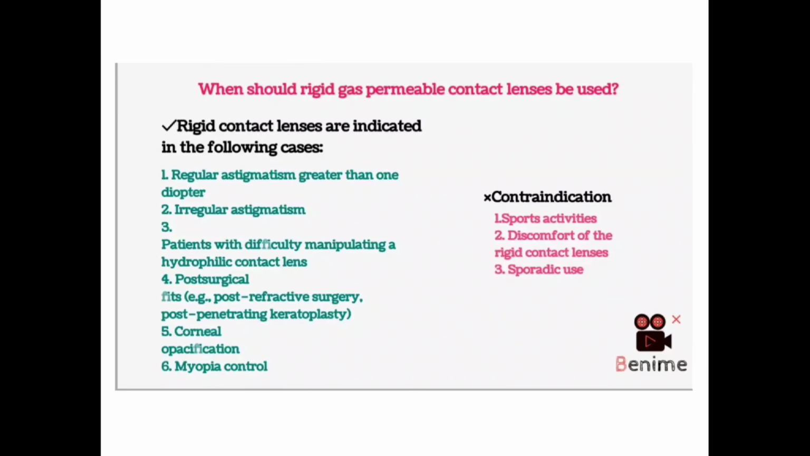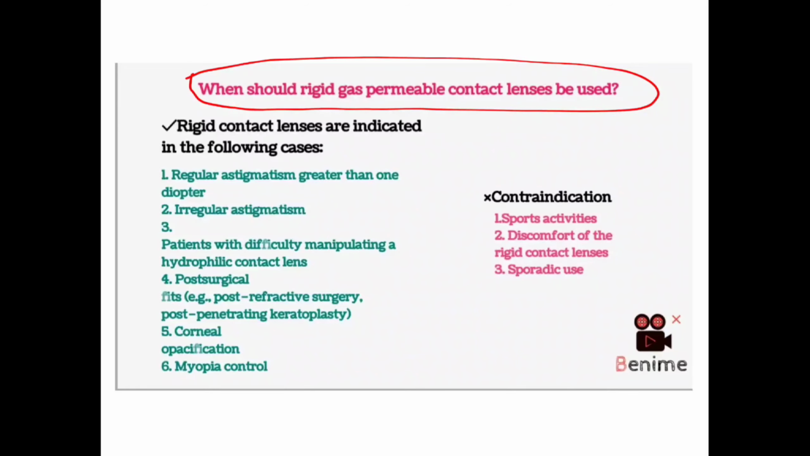Next we'll talk about RGP contact lenses. When should you prescribe RGP, or what are the indications for rigid gas permeable contact lenses? First is when there is regular astigmatism greater than 1 diopter, or we can say if your spherical to cylinder ratio is more than 4:1. Suppose your sphere is 5 diopter and cylinder is 3 diopter, so it's not within the 4:1, and you have to go for the RGP contact lens.